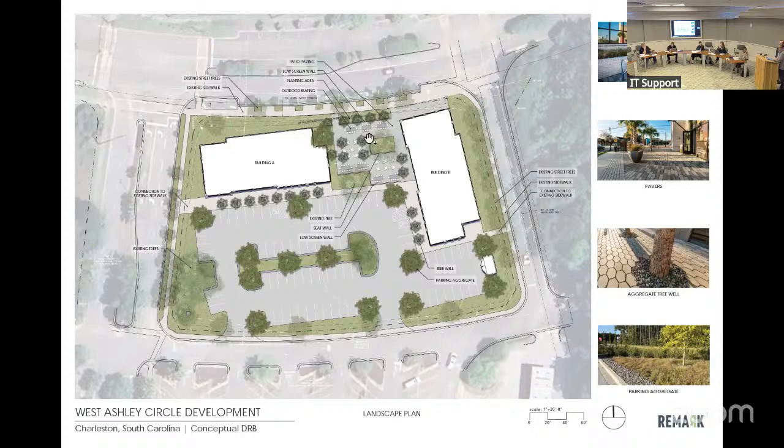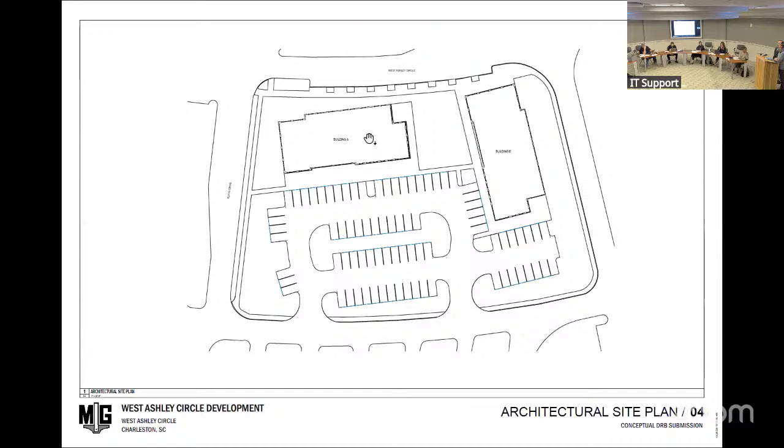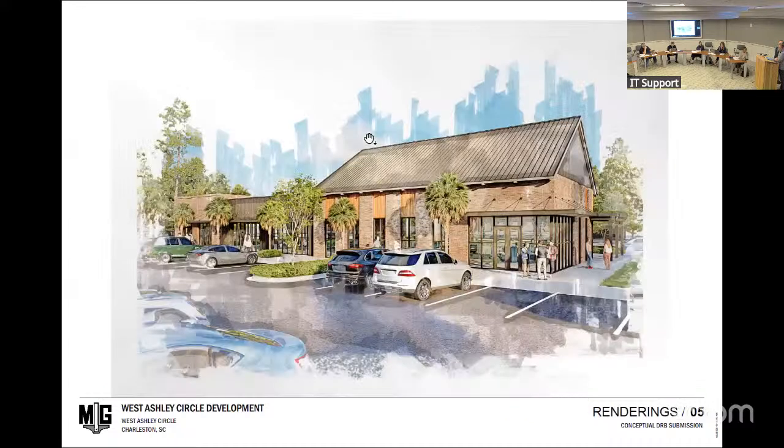Go to the next slide. This is just the architectural site plan. Go to the next. So, renderings: this is the interior of the site from the parking lot looking at building A. It is the gathering place. Zoning does require a two-story massing.